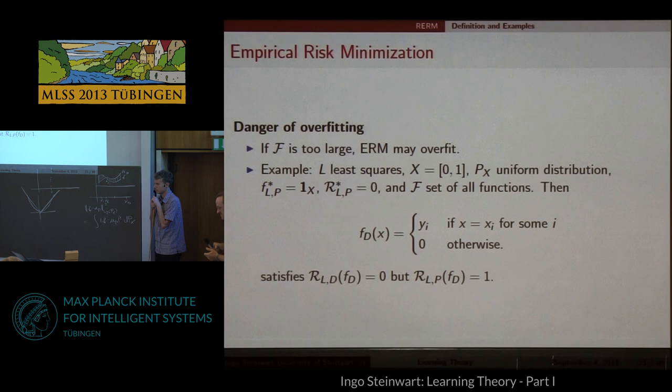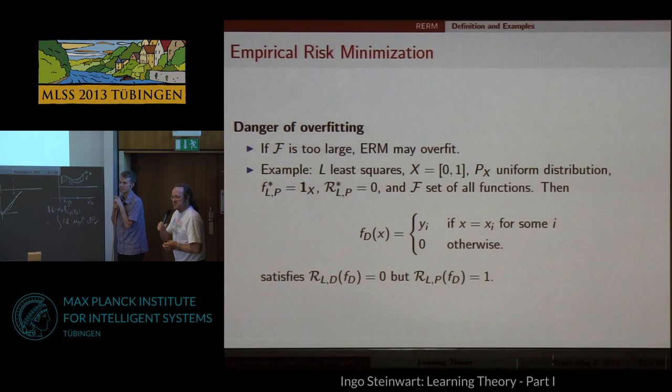Questions? Maybe I can start. So when you talk about consistency, you always talk about this convergence to the base risk. Now, I just want to make sure that people don't get confused. If they, for instance, look at Vladimir Vapnik's books, they will find a different notion of consistency. Maybe you can comment a bit on that and give people some context.